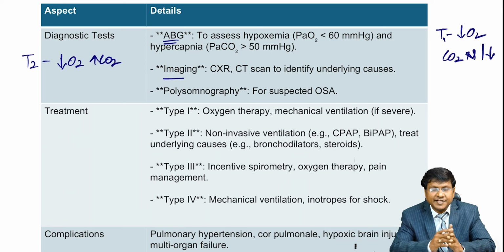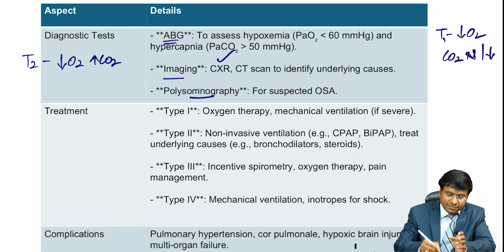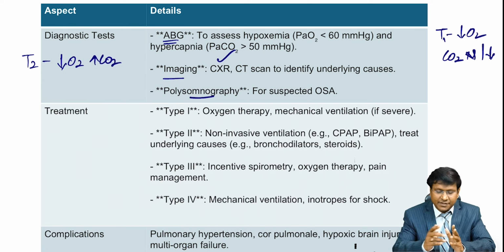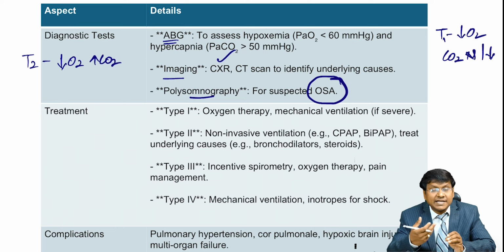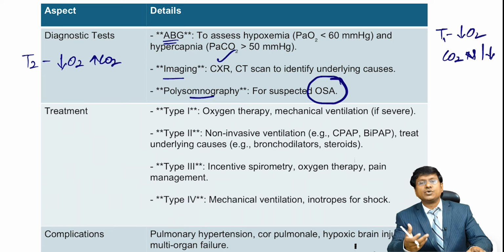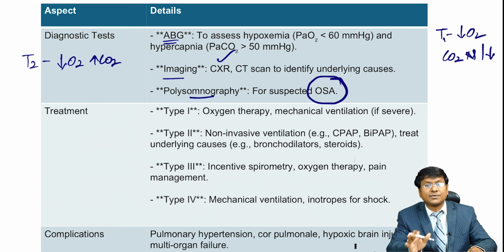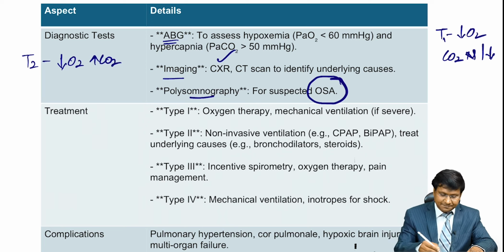Then coming to the imaging. Imaging like chest x-ray and CT scan will help in identifying the underlying cause for the development of the respiratory failure. Next is polysomnography. Polysomnography will help us in making out what the cause is. For example, obstructive sleep apnea is one of the causes for respiratory failure. So for diagnosing obstructive sleep apnea, you need to do polysomnography. So this is about the diagnostic tests.